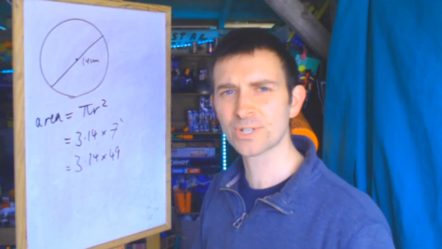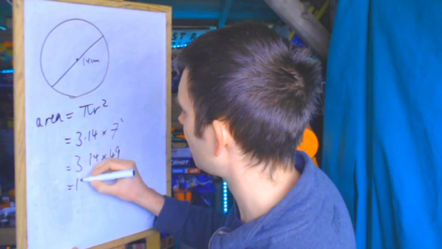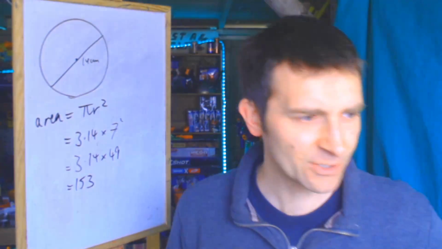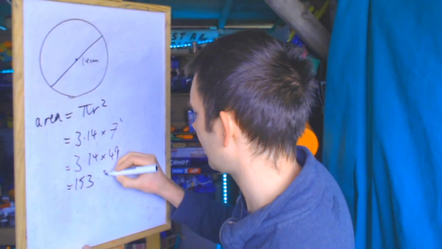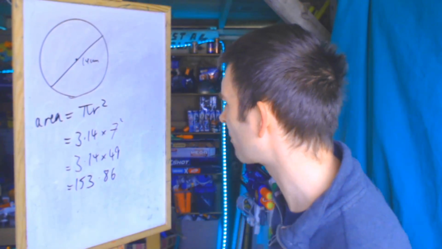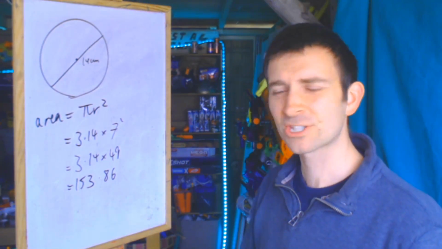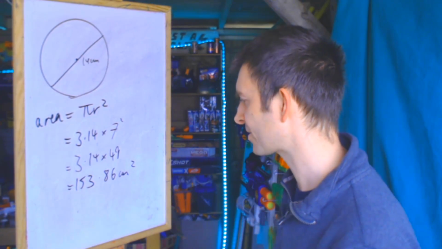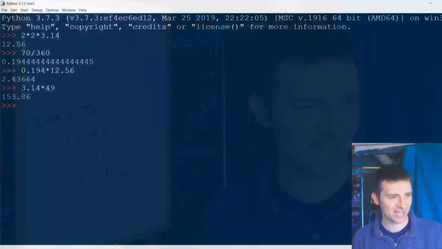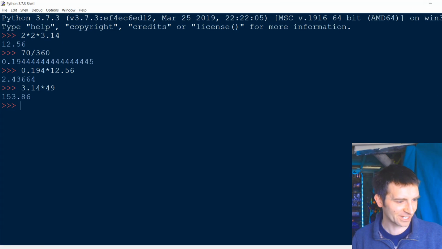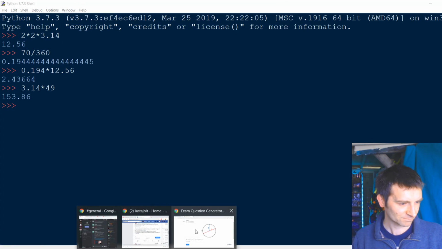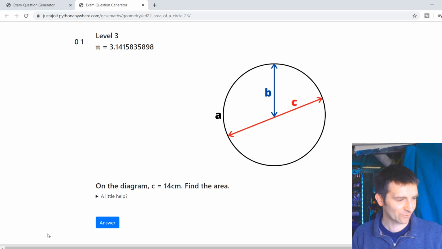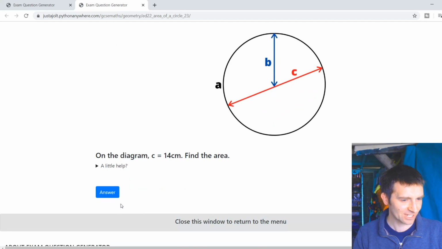So let's go to 2 decimal places. Equals 153.86. What are our units? Well, it's area, so our units are going to be centimetres squared. So there's our units. Let's go back to the website now and see if I've programmed it well enough to get the right answer. And you can just use this website for free, by the way, if you want to revise GCSE Maths.